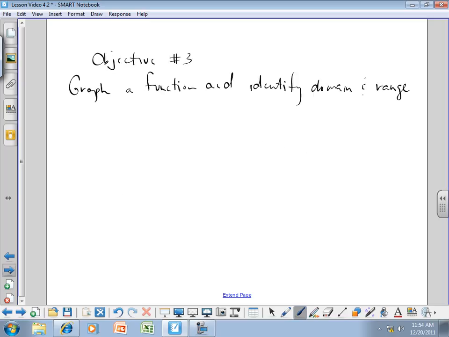Now, objective number 3 here: they are going to have you graph a linear function. It's already going to be in slope-intercept form, most likely. Excuse me, you don't even know what that is. It's already going to be solved for y, which is what we did in the last section. And they're going to actually say things like the domain is x is greater than or equal to 0.